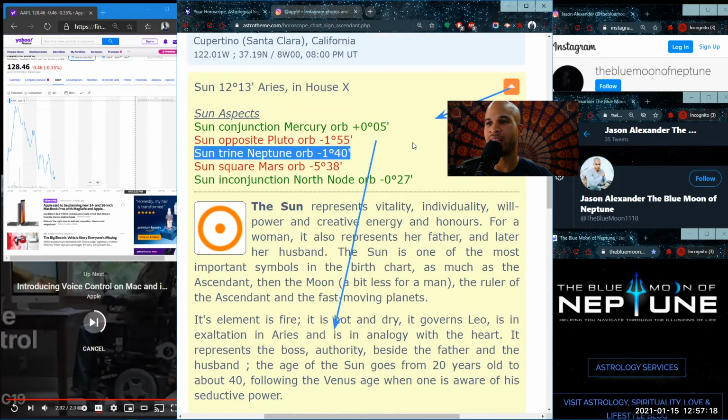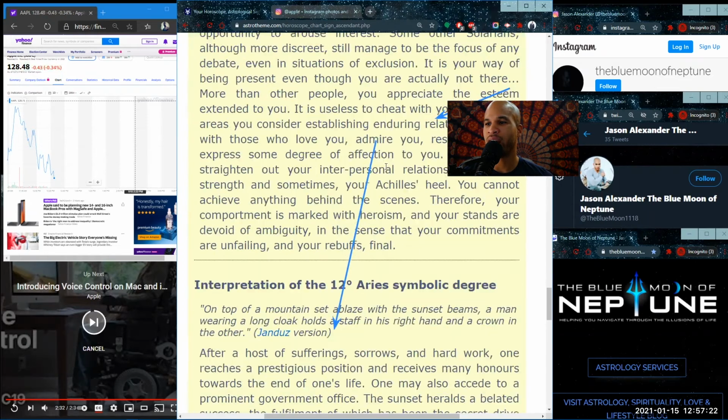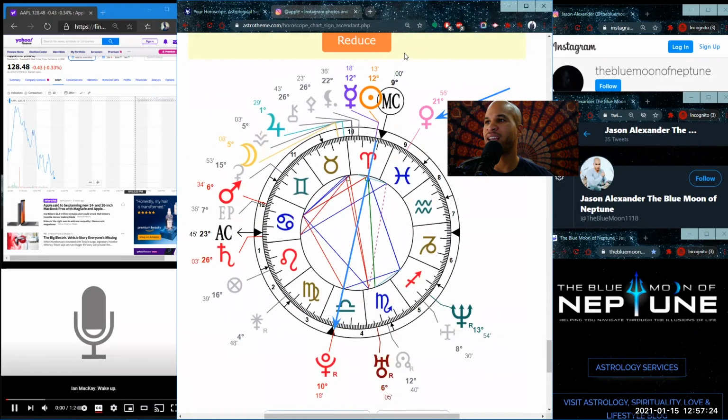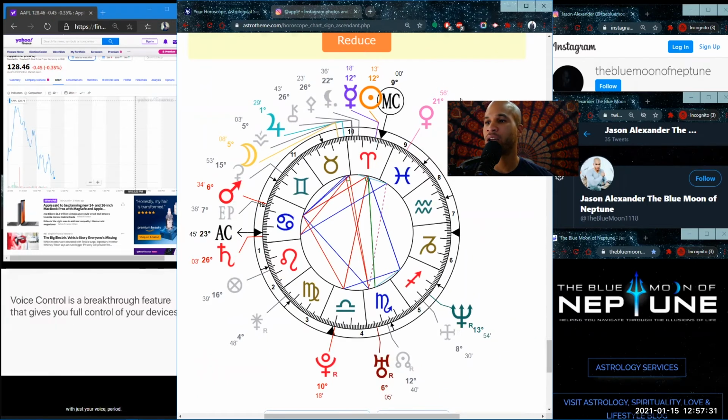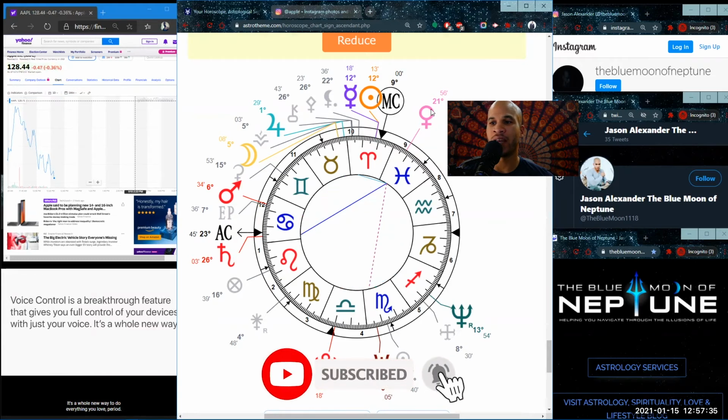Square Mars is basically, especially with the Pluto involved in that, they just have a strong desire to take action on things that they have their mind on, they have their energy on. Okay. So there's an extreme drive going on with Apple, but they do it in an elegant way.